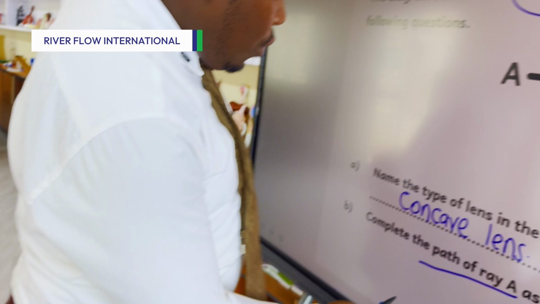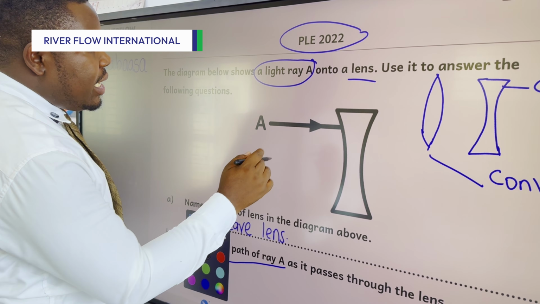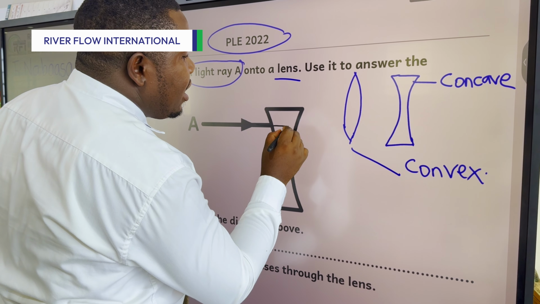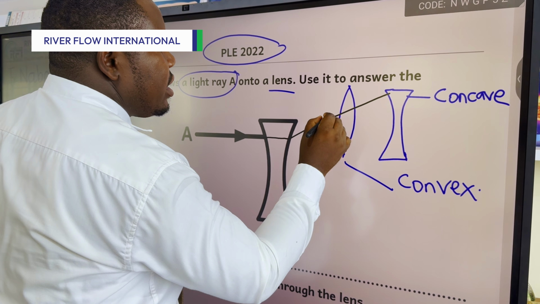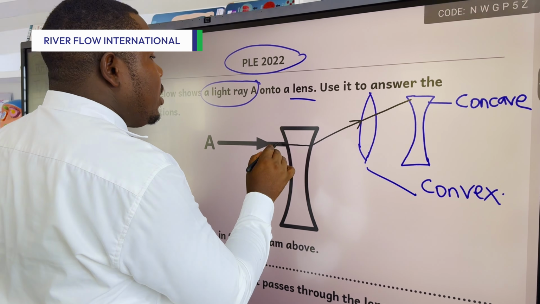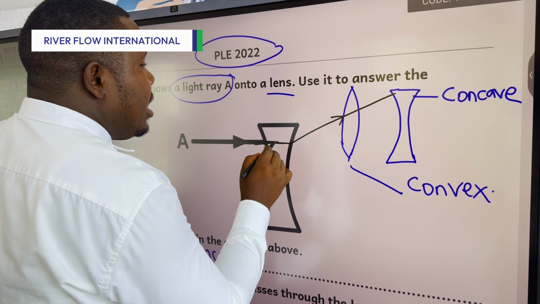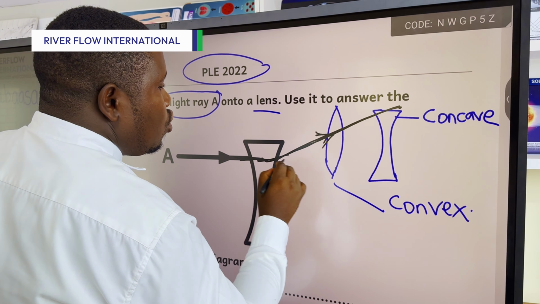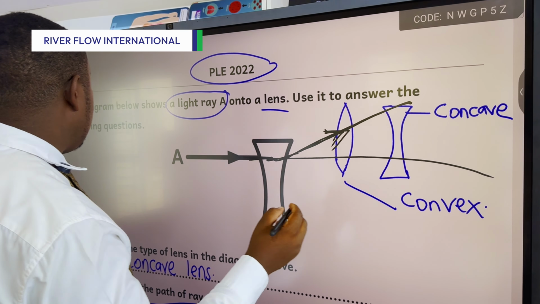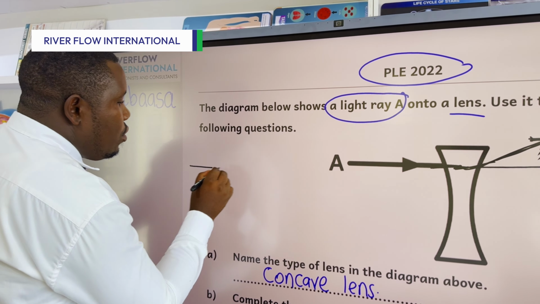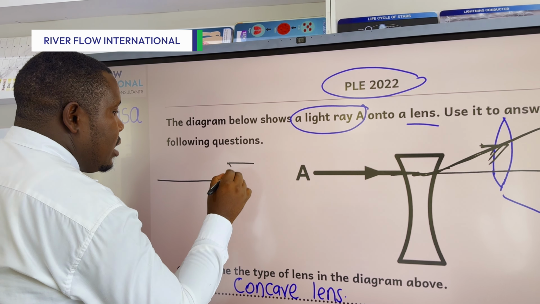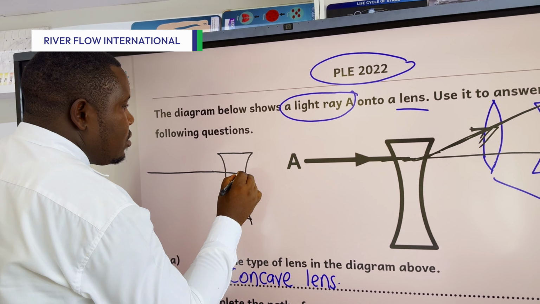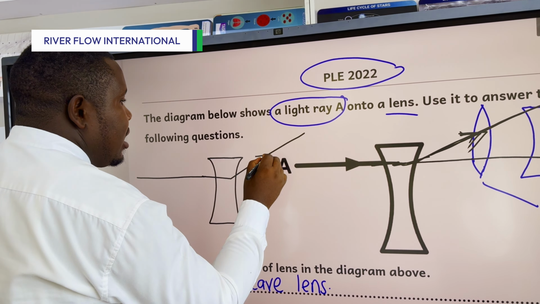Which means the ray has come straight to the lens, so we are going to continue it, and as it passes through, it is going to take this direction. When it reaches here, it will be diverted like this. It will not continue straight. It will be diverged to this side. That is the effect. This is my lens. Let me redraw it here. When the ray reaches it, it is diverged like this.